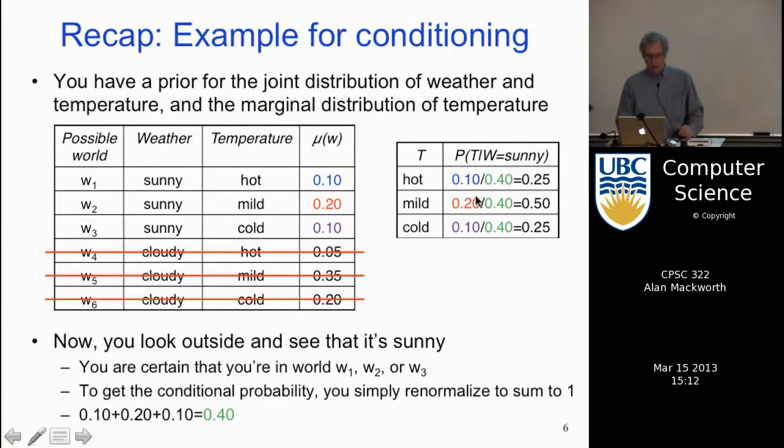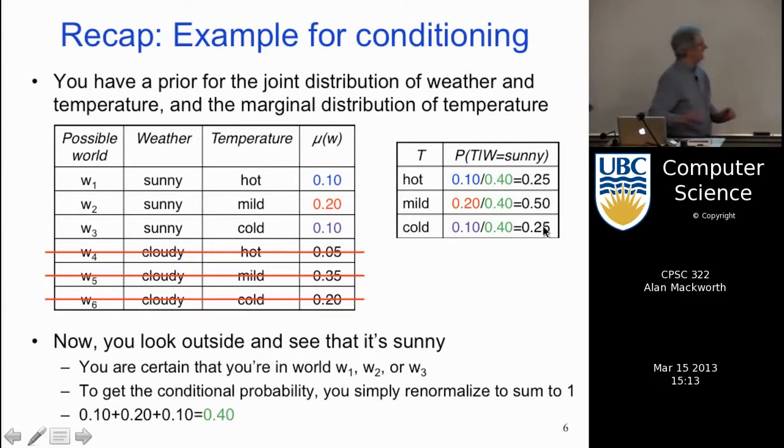The other way of seeing it is that this is the probability the temperature is what it is there and weather is sunny, divided by the probability weather is sunny. The probability weather is sunny is adding up these three rows, which is this number here. That's why that number is 0.4 there. So if you work that out, that's 0.25, 0.5, and 0.25.